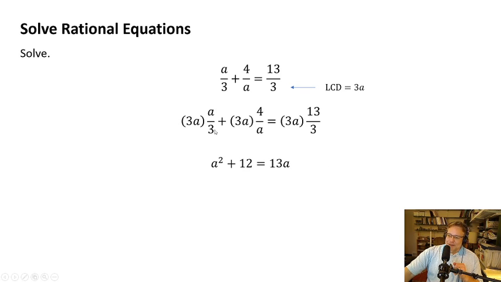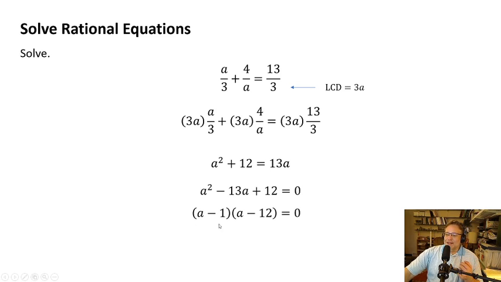And in doing so, the 3's cancel here, leaving behind just a times a, or a squared. The a's cancel here, leaving just 4 times 3, or 12. And the 3's cancel here, leaving behind 13 times a, or 13a. We then just have a simple quadratic equation that we can work on solving here.